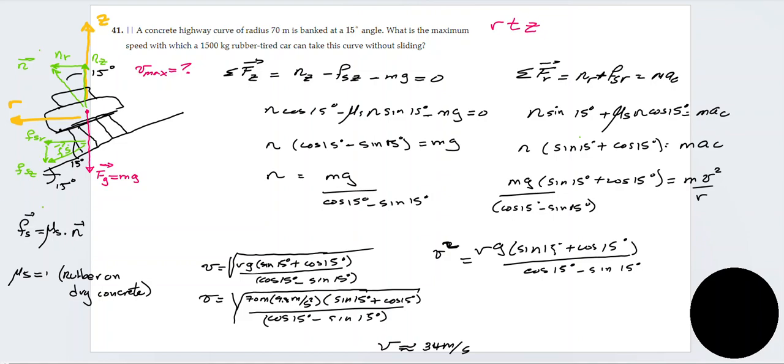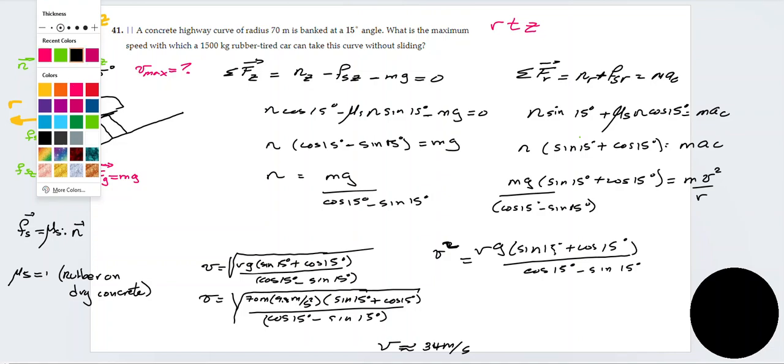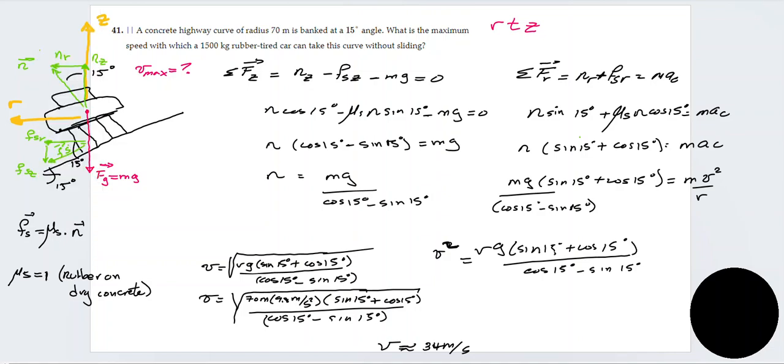So what else do we know? We know that the force of static friction will be equal to the product of the coefficient of static friction times the normal force. Based on the information provided by the textbook, for rubber on dry concrete, the coefficient of static friction is going to be 1. Rubber on dry concrete, coefficient of static friction will be 1. So with that information, we're going to solve our exercise.